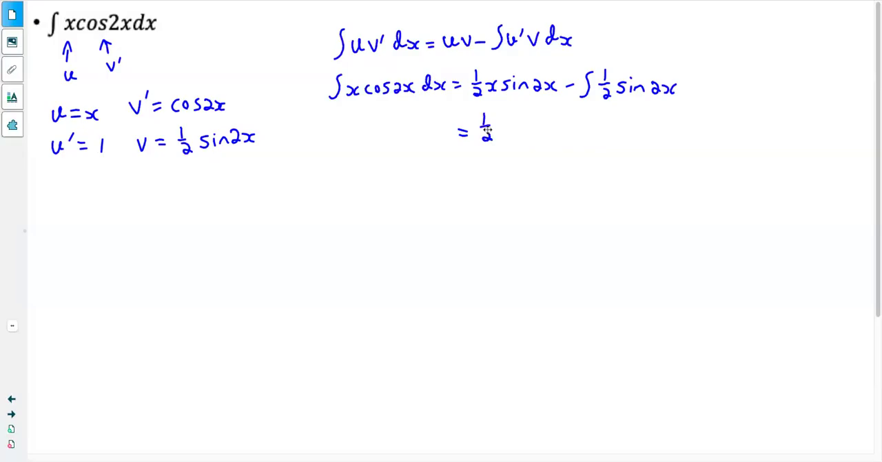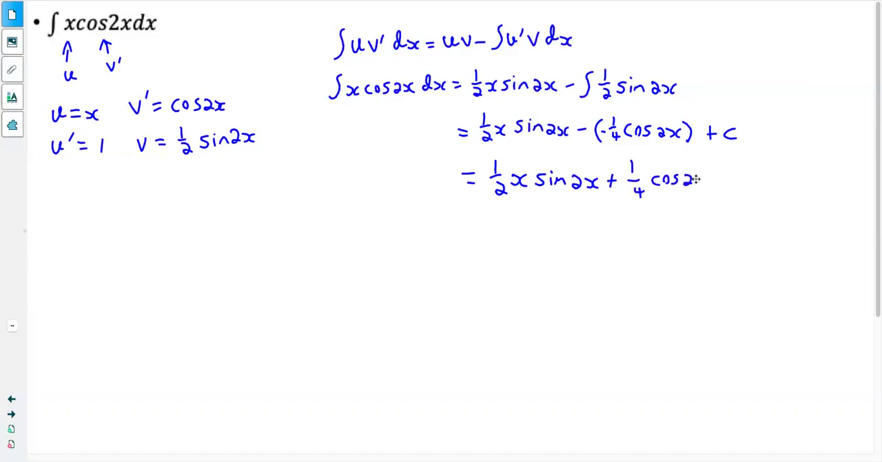That gives us 1/2 x sine 2x, and then minus our integral of 1/2 sine 2x, which would be negative 1/4 cos of 2x. And we've got plus c. So we've got 1/2 x sine 2x plus 1/4 cos 2x plus c.